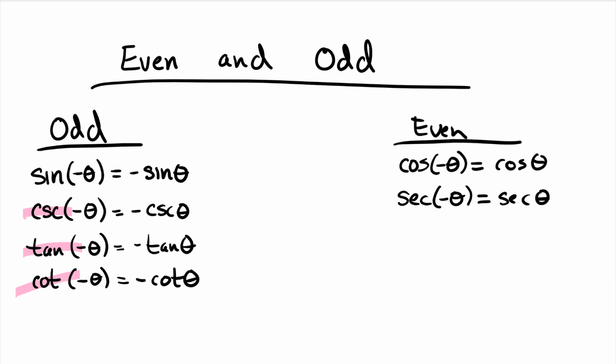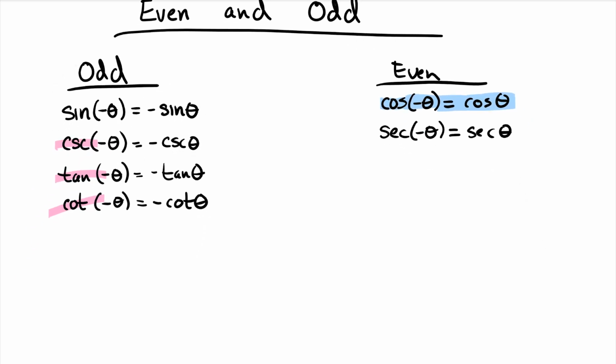And then we find out that cosine and secant are the only 2 even ones, which means if you have a negative angle, you can just ignore the negative and just do it at the positive angle. Again, what does that mean? Here we go. Well, let me explain it with algebra just in case.